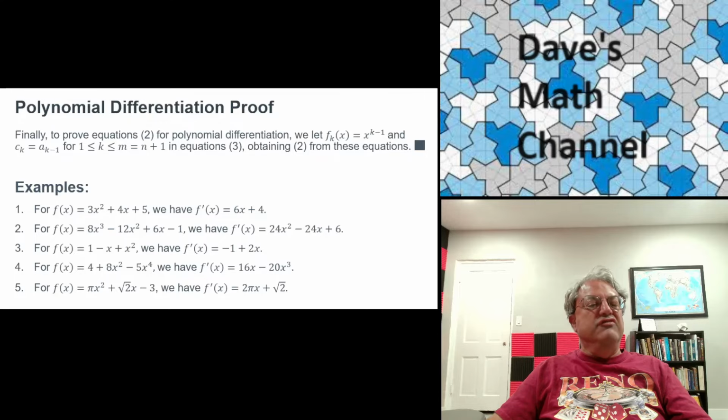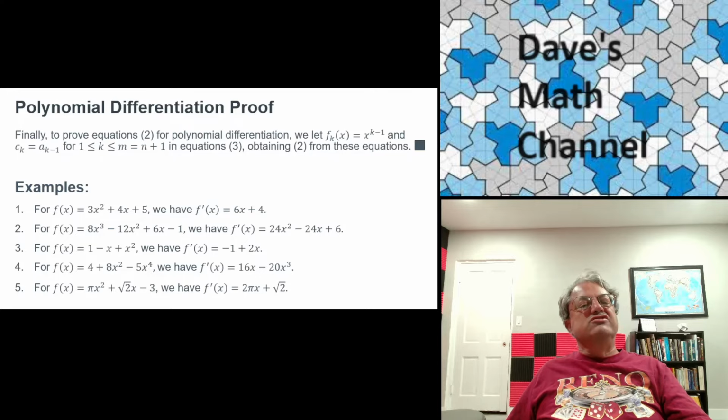I think it's a good idea to finish with some examples here. It's really pretty easy to differentiate arbitrary polynomials. Remember that all you're really doing is just applying the power rule and linearity. So let's just do some examples here.